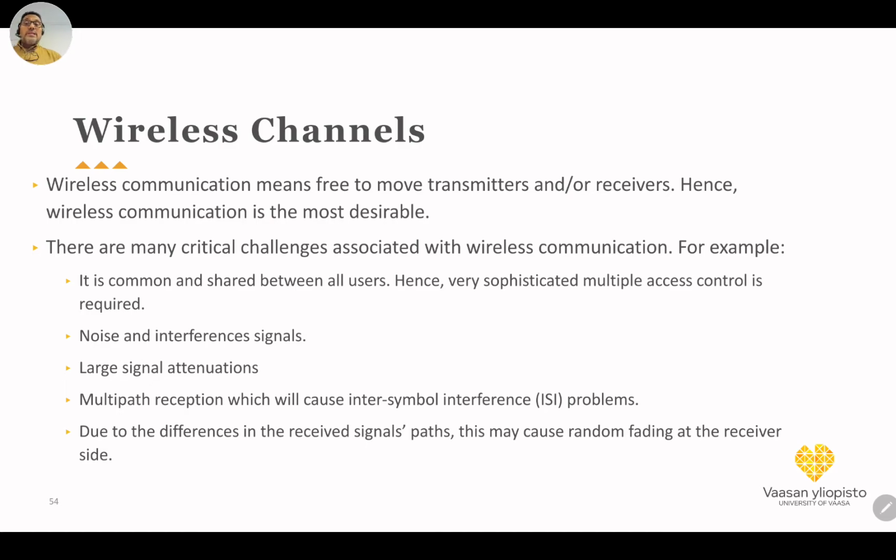In wireless communication, we have very large signal attenuation. We have the problem of multipath reception. When you send a signal, it will not reach just directly from the transmitter to the receiver, but it can hit different objects and be reflected from those objects and come in multipath, which can cause serious problems called intersymbol interference, and we will see them later. We can also have fading, random fading, and different kinds of behaviors. We will see them in more detail during this course.